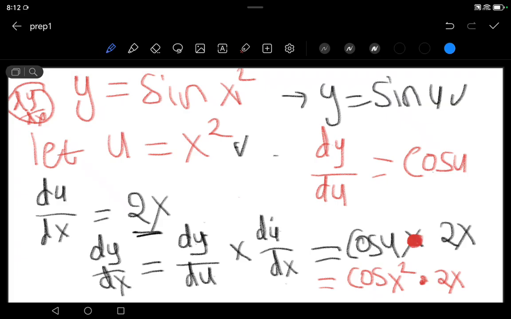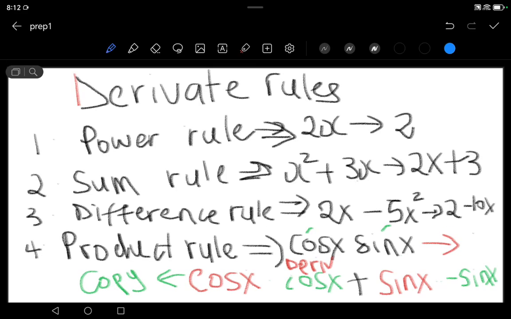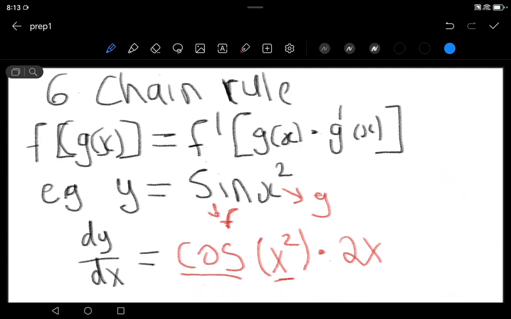Okay, so these are the derivative rules. We have the power rule, sum rule, difference rule, product rule, quotient rule, and chain rule. Do they give us the derivatives on the formula sheet? Yes, on the formula sheet they will give you the derivatives.